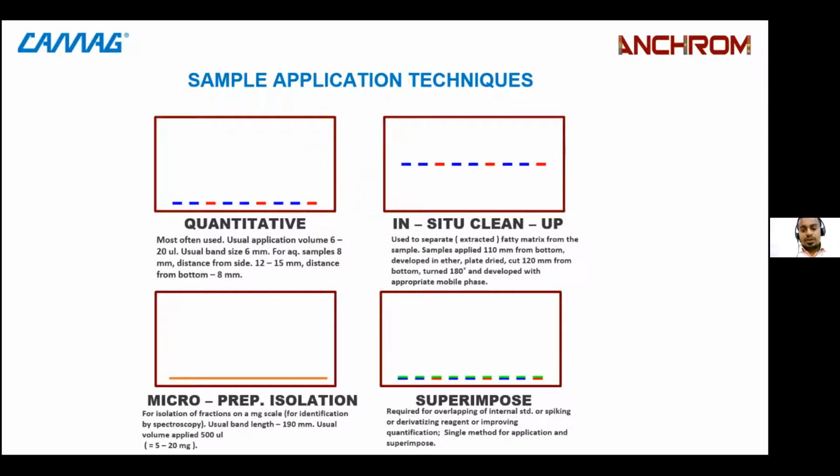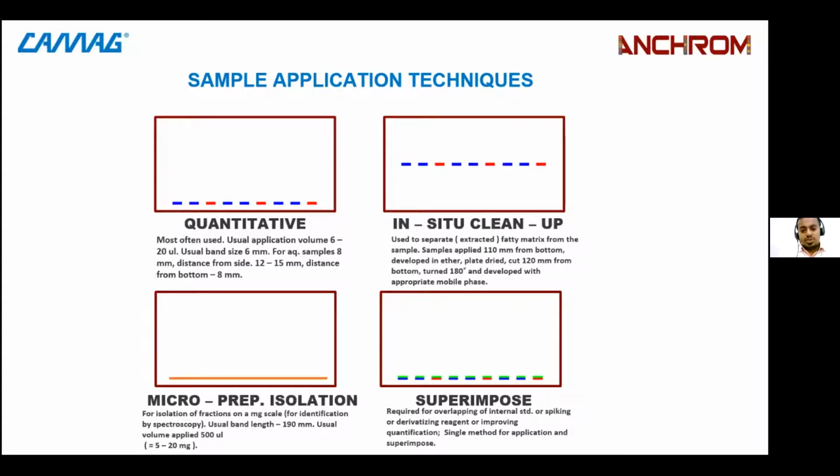First one is the normal quantitative application. This type of application you can use for qualitative as well as quantitative work. Next type is in situ cleanup. This is used for samples having oily or fatty matrices. So you can apply the sample containing that, and you can remove these matrices on the plate. The third one is the micro preparative technique. If you want to isolate a component, you can apply the sample and standard in a higher quantity, and the more you load, the more you can isolate.